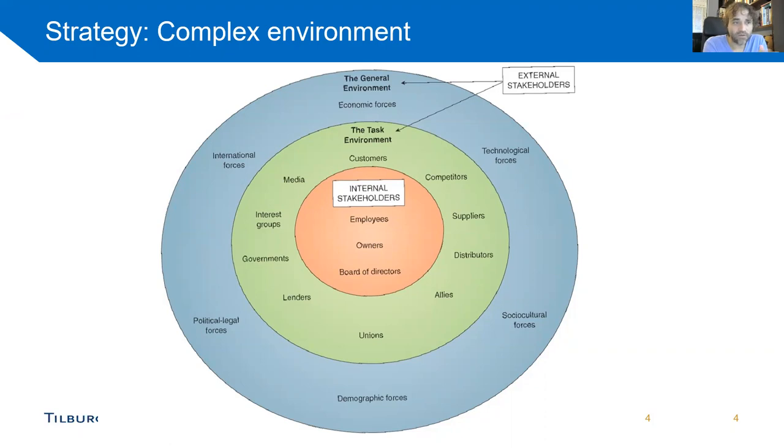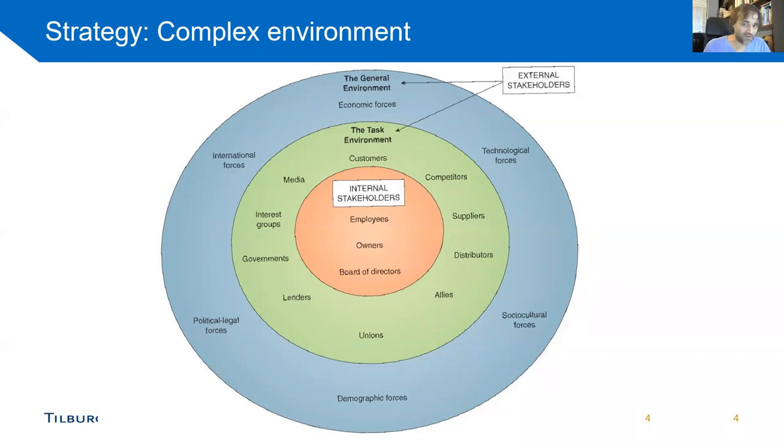a strategy around it. So you have many stakeholders, you have internal stakeholders, you have the employees, your owners, your board of directors, and there can be changes in any of those stakeholders. And you have a lot of external stakeholders. Well, you have concrete stakeholders like unions, suppliers, competitors, the media, interest groups, etc., who all may have several needs and demands, and you have to take those into account.